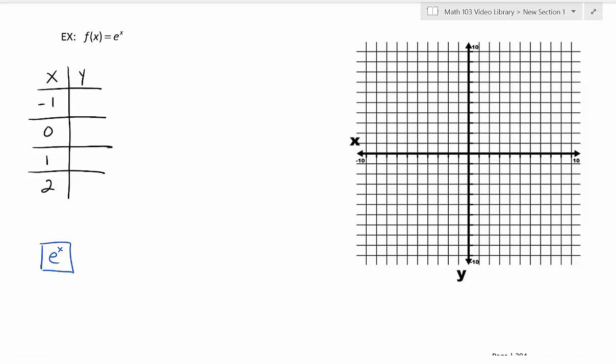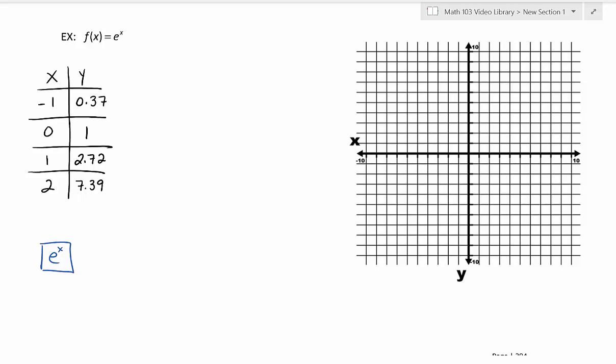So finding e to the negative first power, we're going to get 0.37. E raised to the 0 power will be 1. E to the first, 2.72. And then lastly, e squared, 7.39. Those are the 4 points that we are going to graph for f of x equals e to the x.